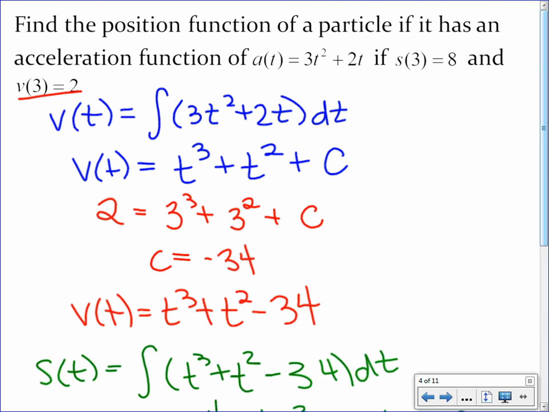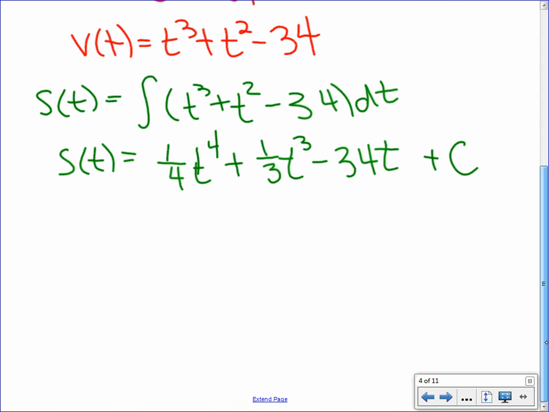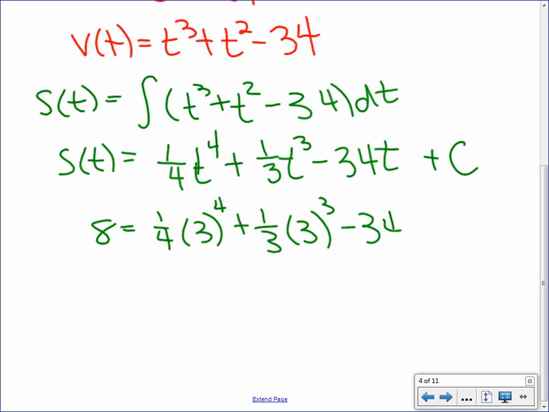All right, so our initial condition. When t is 3, our position is 8. So our position is 8 when t is 3. Probably want your calculators for that one. I do want this as a fraction though.